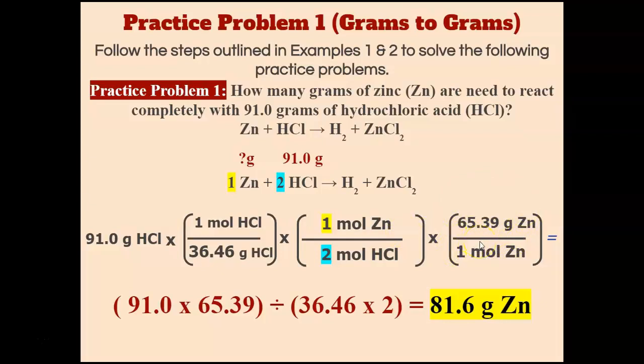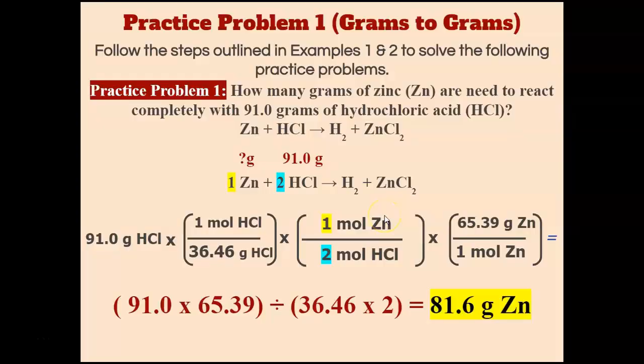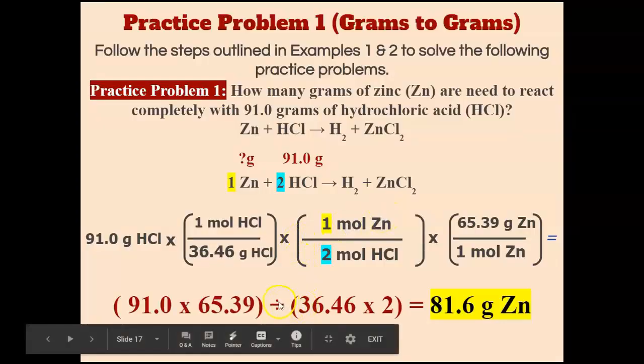65.39 comes from the periodic table. To calculate, multiply everything across the top. So 91 times 1 times 65.39 divided by everything on bottom in its own set of parentheses. 36.46 times 2, close parentheses, you should get 86.1 grams of zinc.